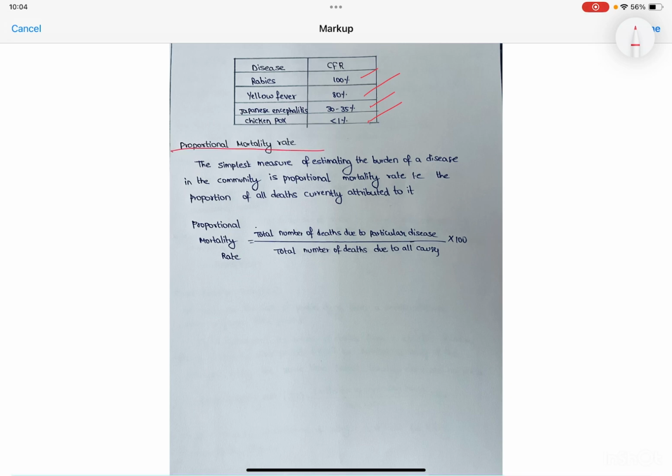Proportional mortality rate. Take the total number of deaths due to all causes. Of that total, how many people are dying due to a particular disease? It tells the burden of a disease. So if most of the people died due to a particular disease among the total deaths, it indicates that most of the cases in the society are due to that particular disease. We can take measures to control that disease. So it tells the burden of a disease in the community.